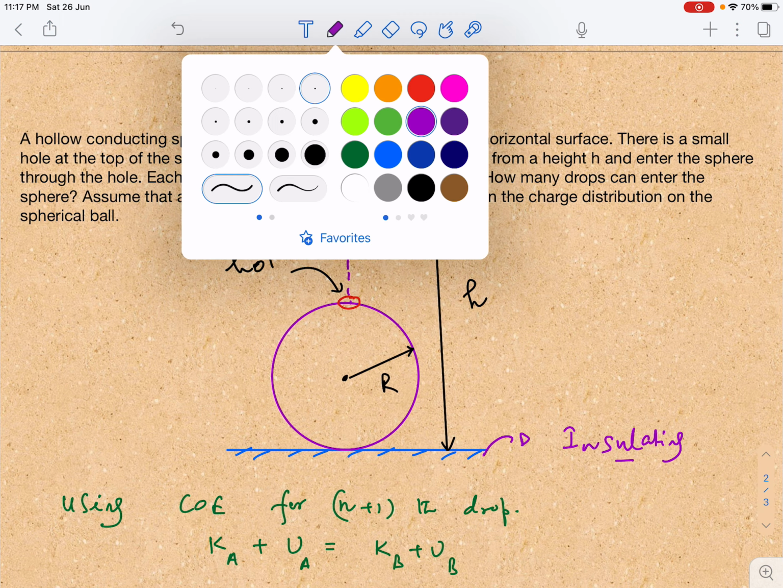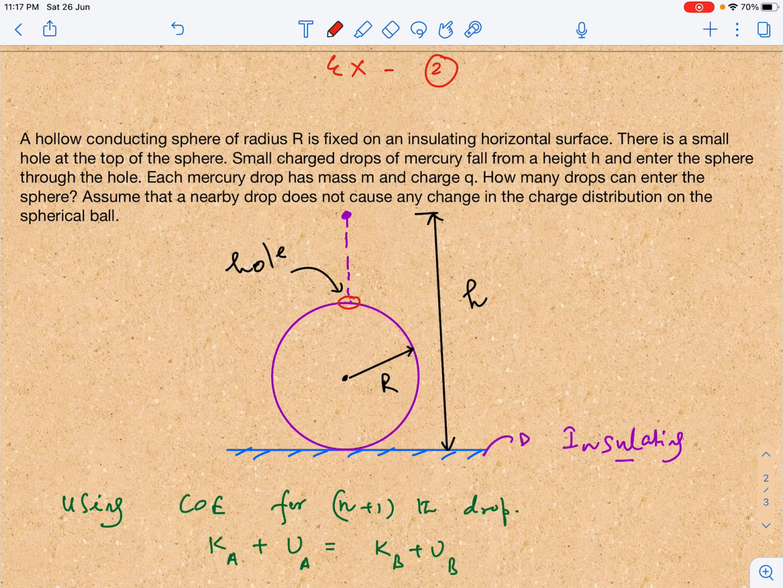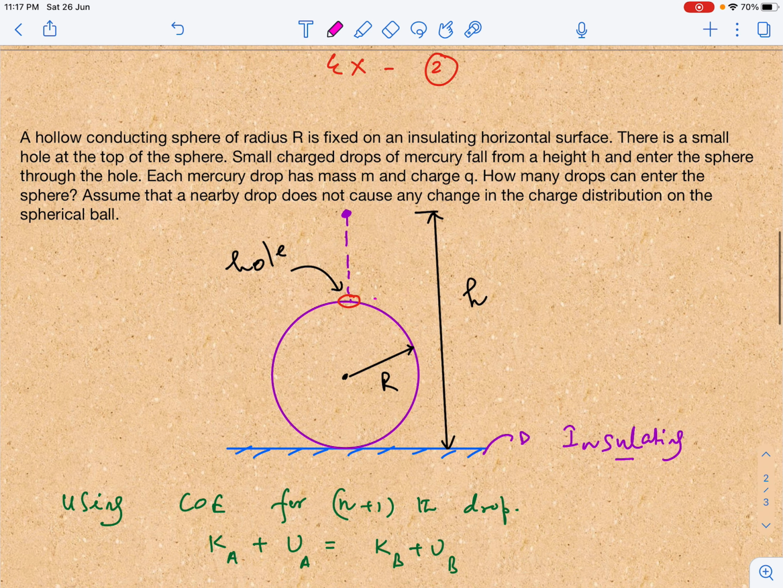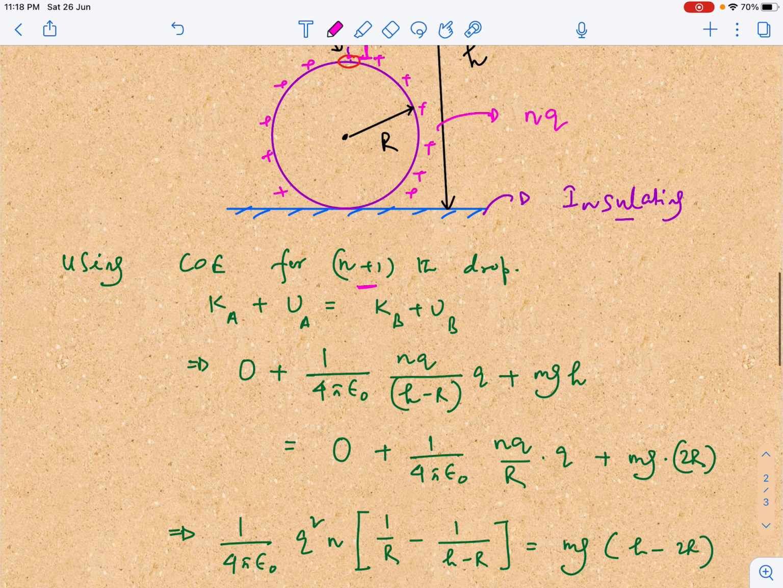Okay, fine. Let us think that there are n number of drops which have already fallen. So the charges will be on the outer surface, as it is a conducting spherical shell. So what is the charge here? That is equal to nq. I am assuming n drops have already fallen, and now the n plus 1th charge is falling down. This charge will be repelled away from here. So I am assuming this n plus 1th charge is just able to reach up to this point, and the repulsion is so strong that it will not be able to enter. Okay, so now I am conserving the energy for the n plus 1th drop.